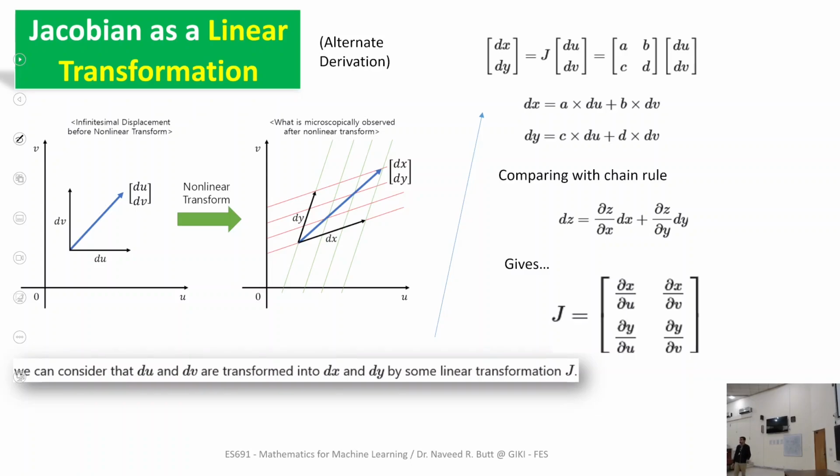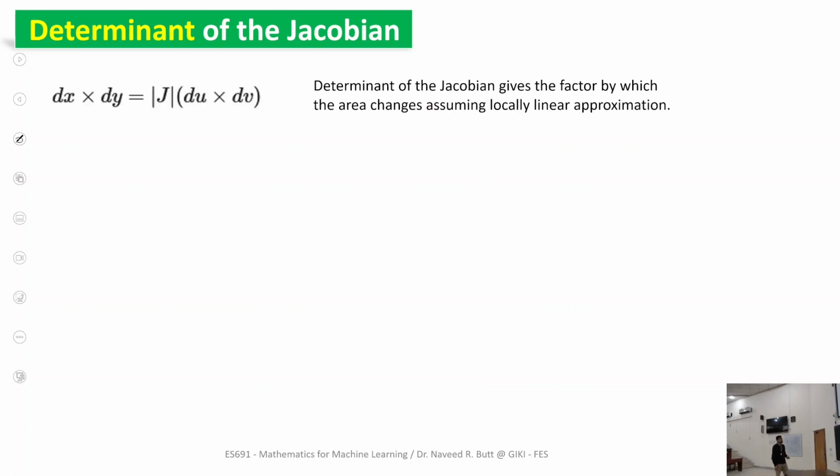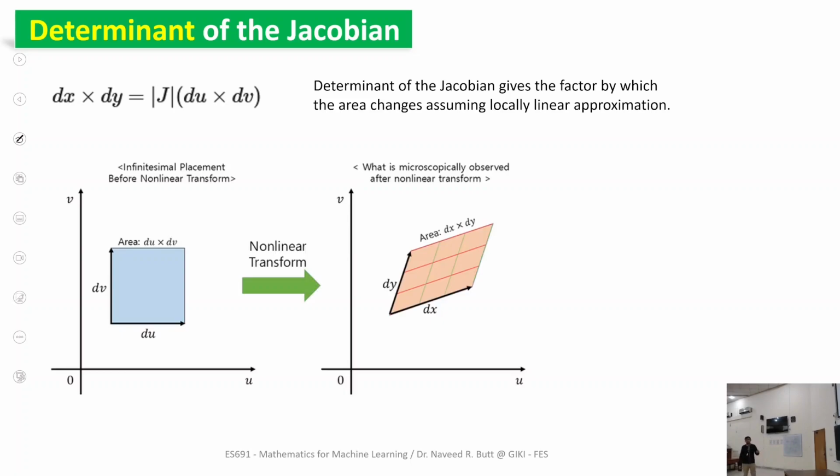That is exactly the definition of the Jacobian, right? So for the two variable case, it is actually justified to call the Jacobian a linear transformation. The determinant of the Jacobian in that sense is also a very useful idea. It gives you the factor by which the area is changing. So it finds the local linear approximation of the change, and the determinant of J gives you how much area has changed from this to this.